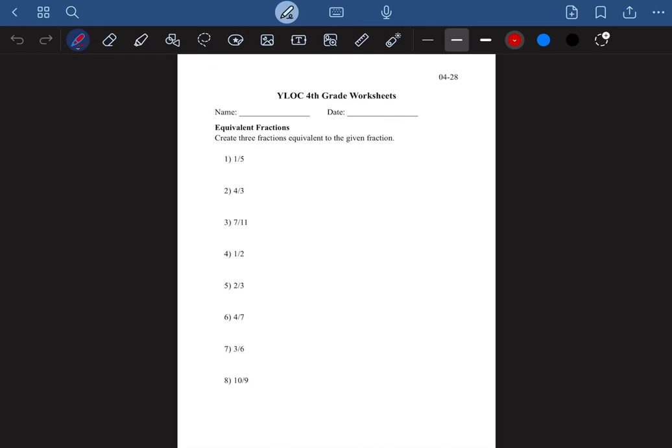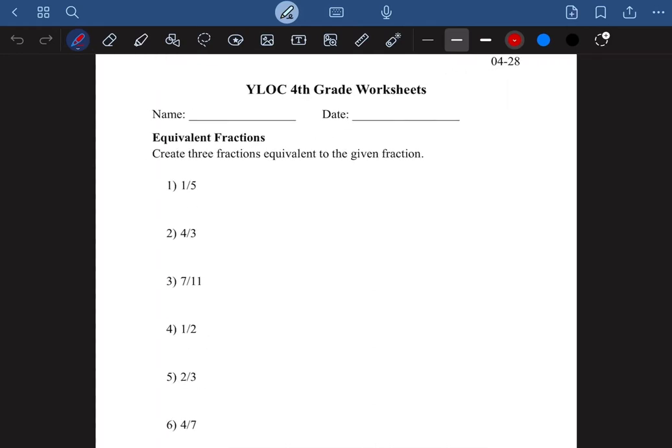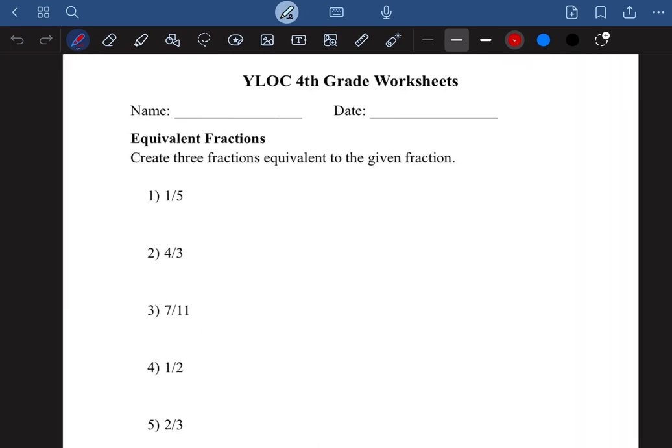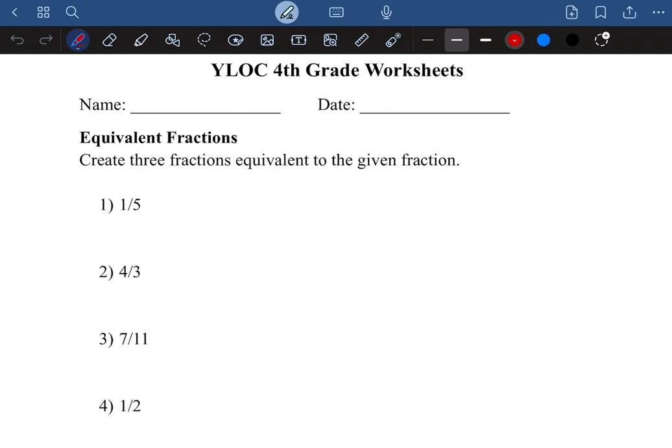This is the 4th grade lesson 28 worksheet. Today we're going to be working on equivalent fractions. Create 3 fractions equivalent to the given fraction. So number 1, we have 1 over 5.